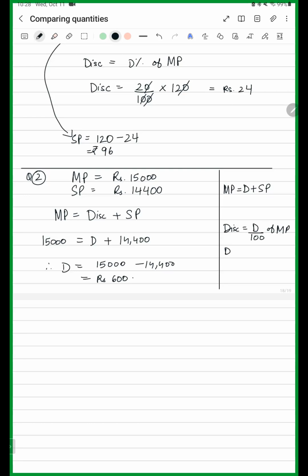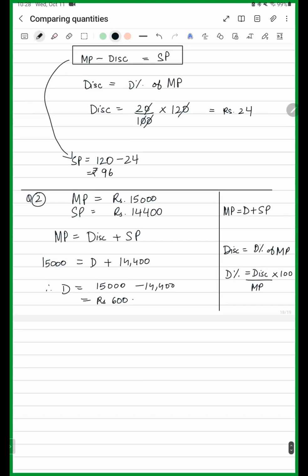So your D percent, in other words, you can write it like this: D percent is equal to discount by MP, this MP goes to the other side, into 100. So if you want to find the discount percent, you do this. And this is the same thing if you remember profit and loss. Remember profit and loss? To find percentage, we used to do it like this.